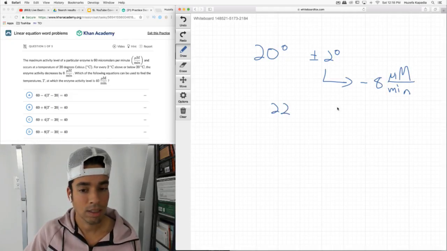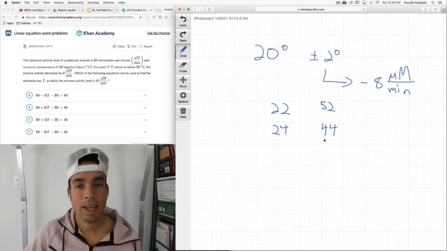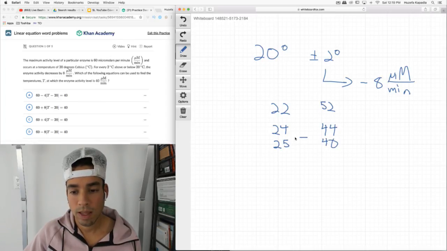So it's starting at 60, and we're decreasing by 8. We're dropping to 52, right? For every 2 degrees above or below, it decreases by 8. So we're at 60, then 52. Then at 24, we're going to 44, right? We're dropping by 8 again. And then I'm assuming that since every 2 we're dropping by 8, every 1 we're dropping by 4. And so that means at 25 degrees, we're at 40.